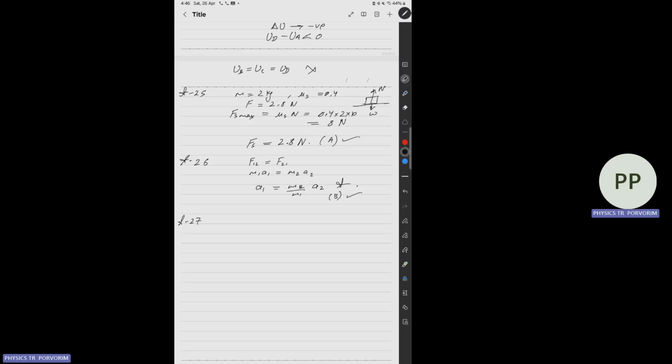27. A body is projected at an angle with the horizontal. The range on the horizontal is 300 meter. The time of flight is 6 seconds. We need the horizontal component of velocity. Now the range can be given as ux times t. So ux will be R by t, and R is 300 by 6. So it will be 50 meter per second. So the correct option is B.